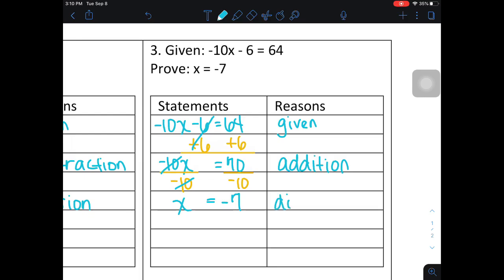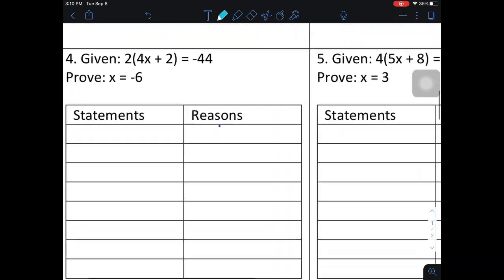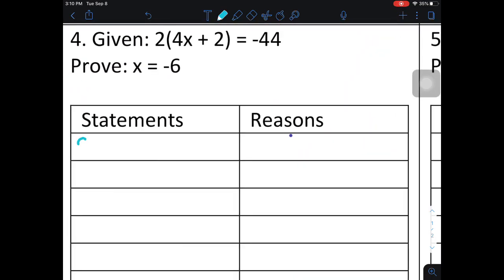Well, how did I get to this step? Well, I divided both sides by negative 10. So that's the division property of equality. You do the same division on both sides. And we're done because we got exactly what we needed. All right. Next thing is number 4.